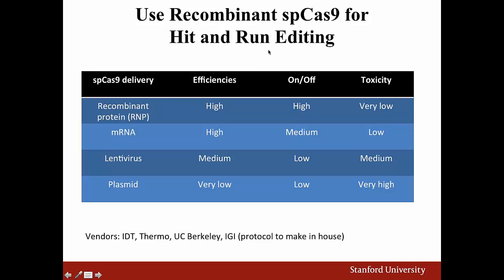It's kind of this hit and run editing approach where you have high on-target activity, and you don't have a lot of nuclease exposure to get off-target activity. And the toxicity, because of the duration, is very low. And of course, plasmid is the lowest on all these, and I don't think the field is using plasmids anymore anyway. But we recommend using RNP, and I put some vendors down here.